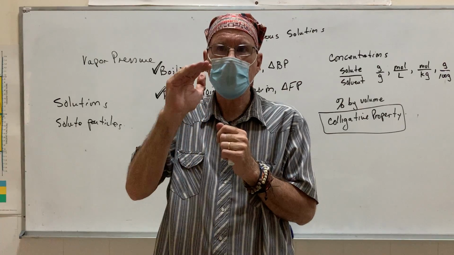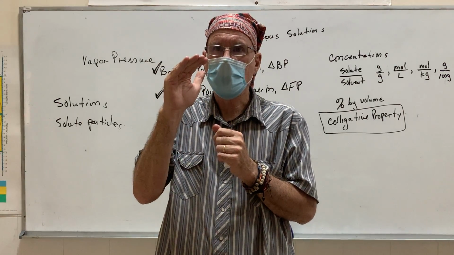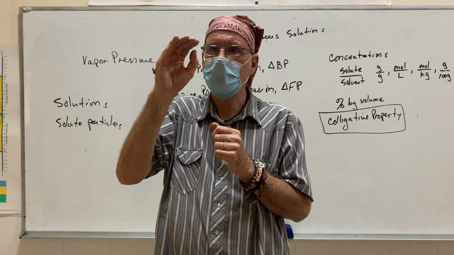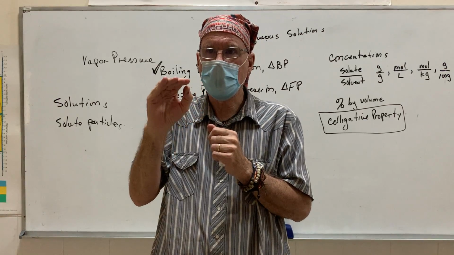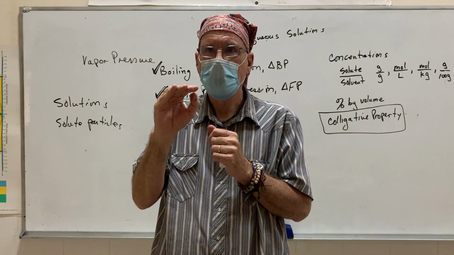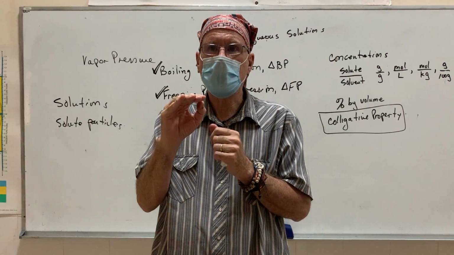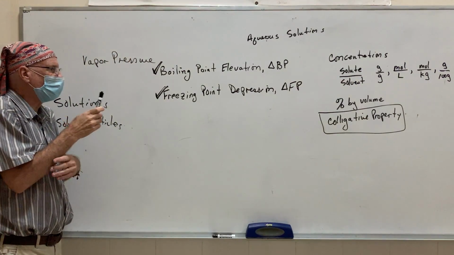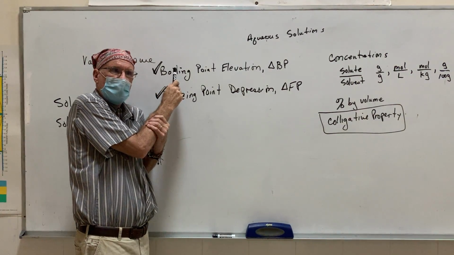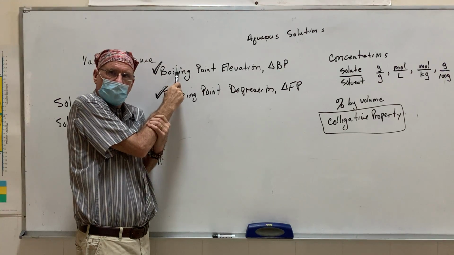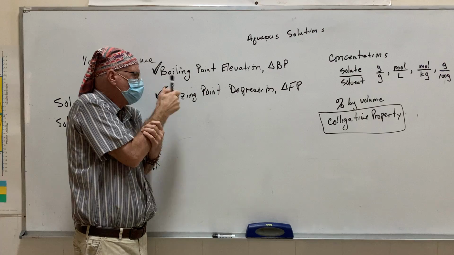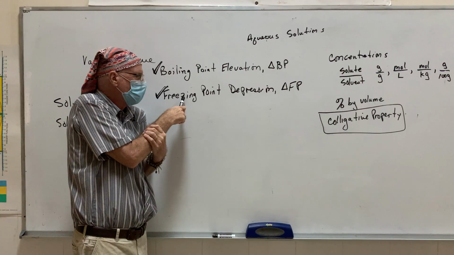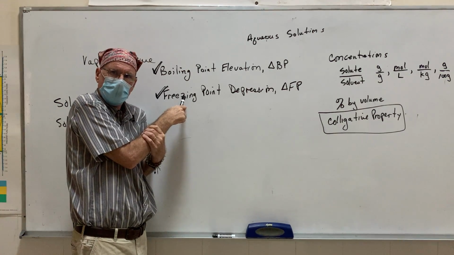So it's not going to boil at 100 degrees anymore. It's going to boil at 100 degrees plus whatever the elevation is. It's not going to freeze at 0 degrees anymore. It's going to freeze at 0 degrees, and then you have to subtract off the depression. We calculate the amount that's above 100 degrees. We calculate the amount you subtract from 0 degrees Celsius.